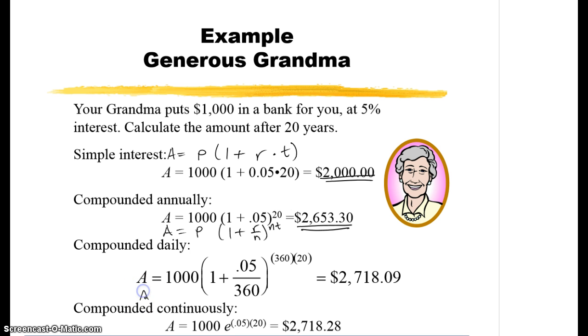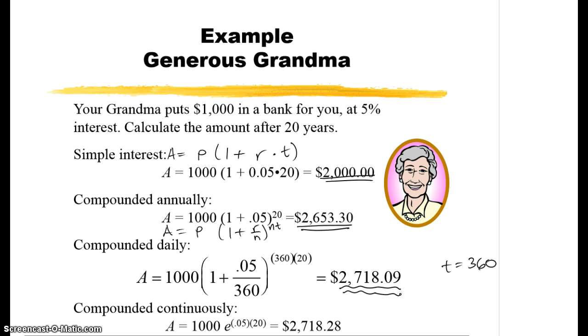Because look what happens in this calculation. A equals P. Once again, we have 1 plus R over N, right? That's what this ratio here is. To the power of NT. Let me raise this because there's not enough room here. I don't want you guys to not see this. But we have P times 1 plus R over N. N is now 360 because that's how many days in a year there are, right? Raised to the power of 360 times 20. So, with that in mind, what do we get? We get $2,718.09. So that's an even better amount than with compounding annually, just as we expected.